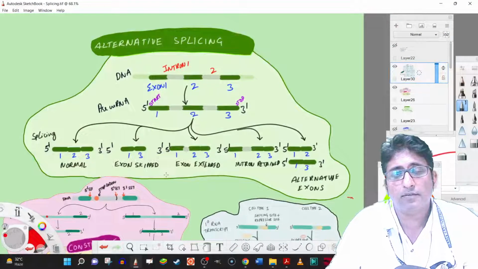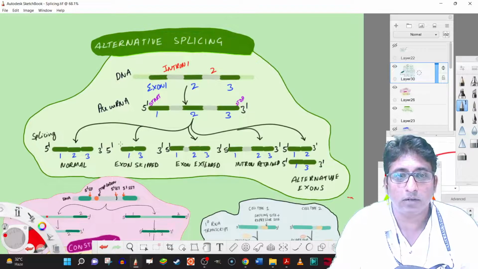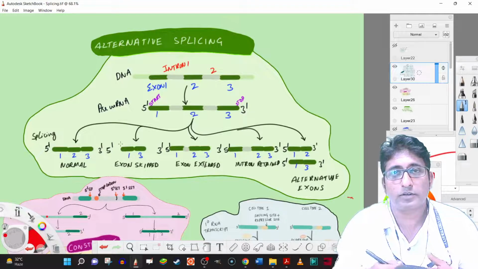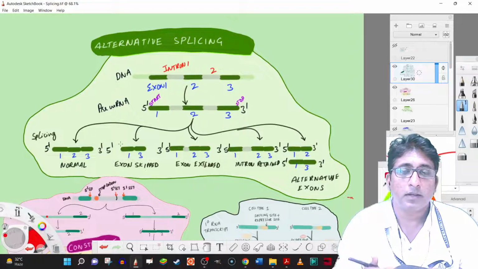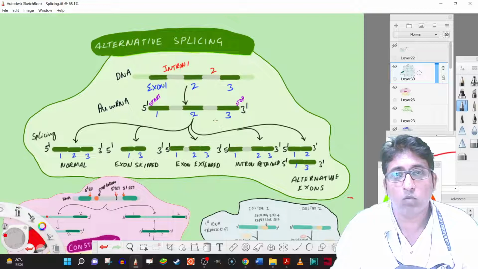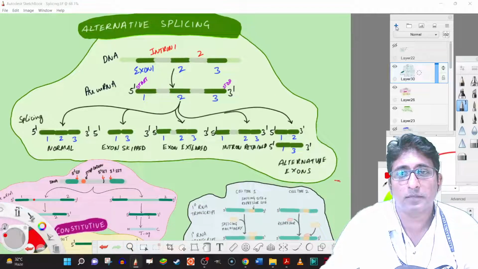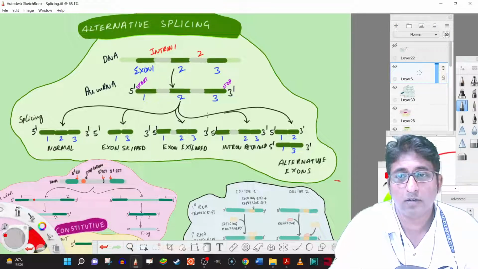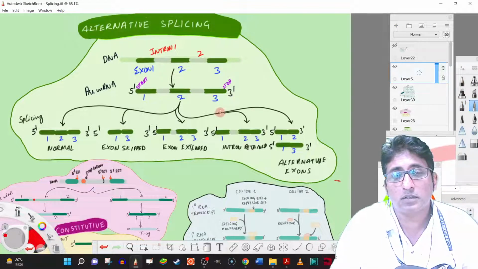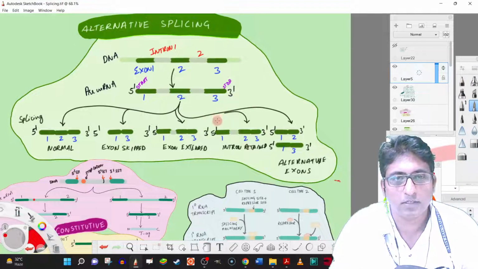If there are this many possibilities of splicing to occur, that is normal, exon skipped or exon extended, and intron retained or alternative exon splicing, then which one should happen? At what points of time should which splicing occur? And in which cells should it occur that way? These are some of the questions.